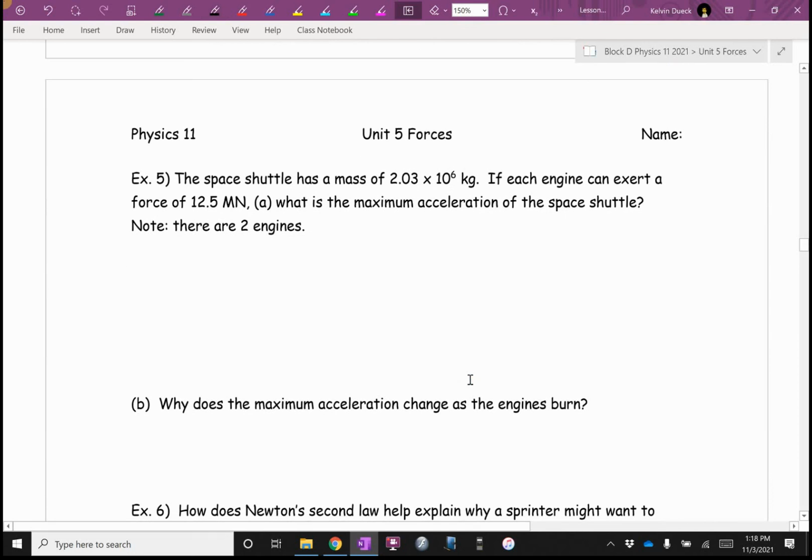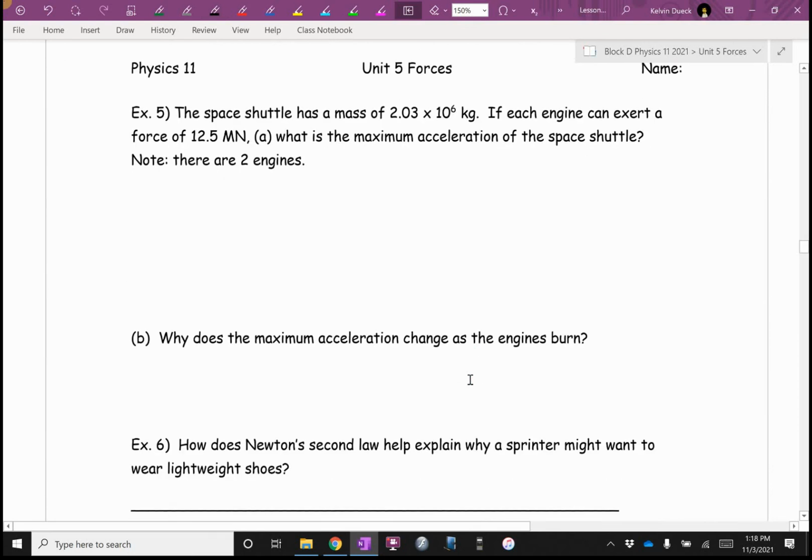Let's do some numbers. The space shuttle has a mass of 2.03 times 10 to the 6th kilograms. If each engine can exert a force of 12.5 meganewtons, what is the maximum acceleration of the space shuttle? Note, there are 2 engines.